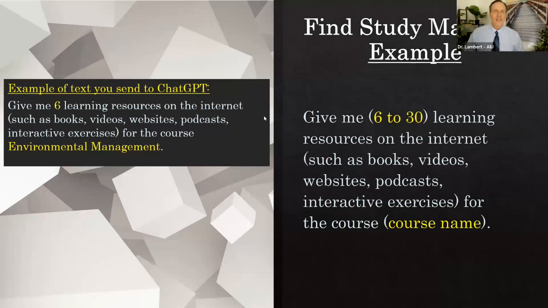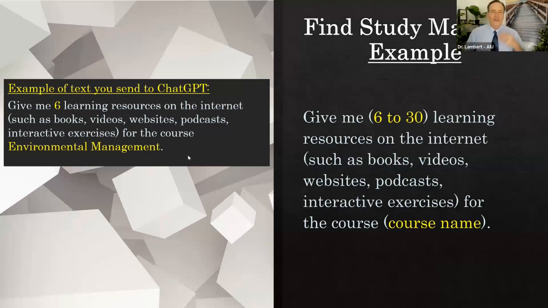So this is an example of the text that you write for ChatGPT. You basically just say, give me 6 to 30 learning resources. You might even ask for 100, but you're going to probably use up more tokens, so you realize that you're going to use up more tokens the more you ask. But usually 6 to 30 learning resources on the internet is sufficient.